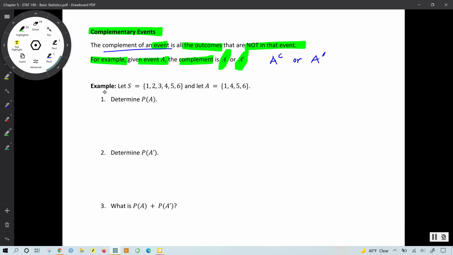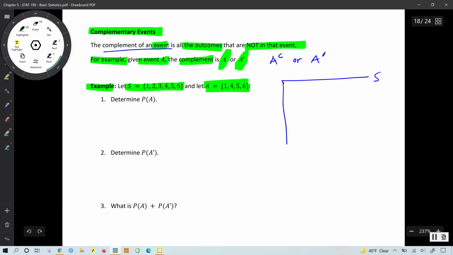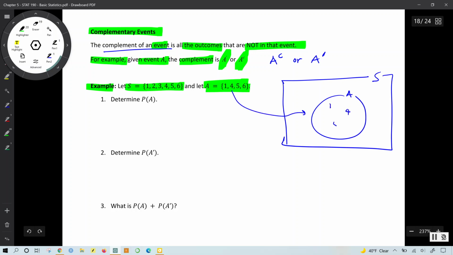Now, let's illustrate. In this example, the sample space is the points or the numbers on the face of a die: 1, 2, 3, 4, 5, 6. These are the possible outcomes. The only outcomes that the event A takes in are 1, 4, 5, and 6. So we have the sample space, and we have event A, and in the event A, we have the points 1, 4, 5, and 6. So you have 2 and 3. These are the points left in the sample space.